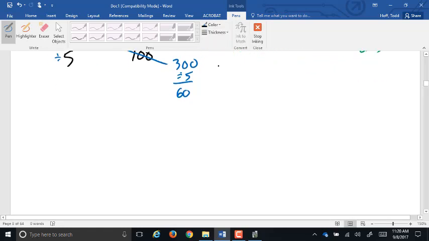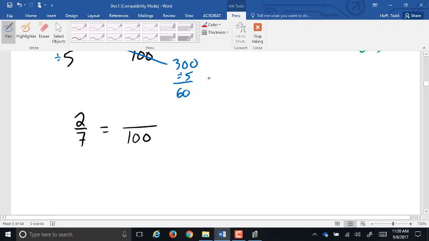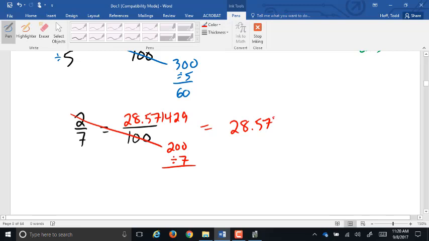We might have 2 sevenths. Make that into a percent. How much out of 100? What do we multiply? 2 times 100 is 200. Divided by 7, which is 28.571429 approximately. Or if we round it off to 100th of a percent, 28.57.